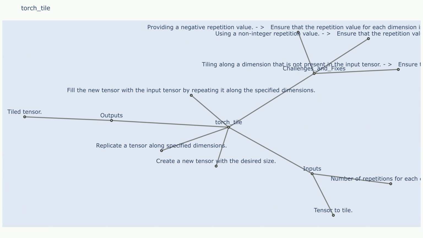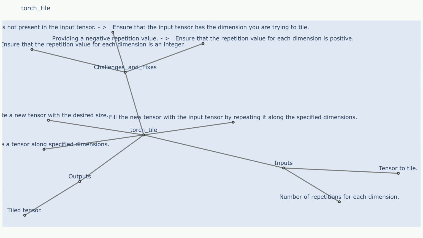Outputs. Output 1, output tensor. A new tensor with the same data as the input tensor but repeated along the specified dimensions. The size of the output tensor will be determined by the input tensor and the repeats tuple or list.